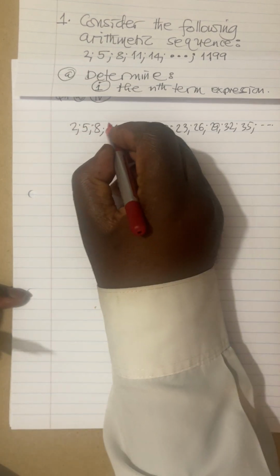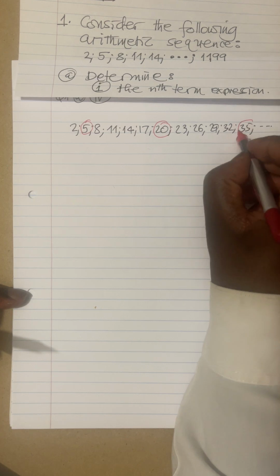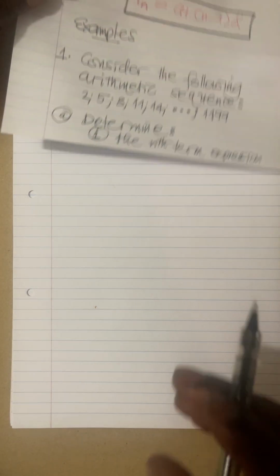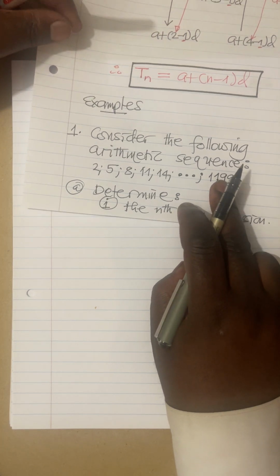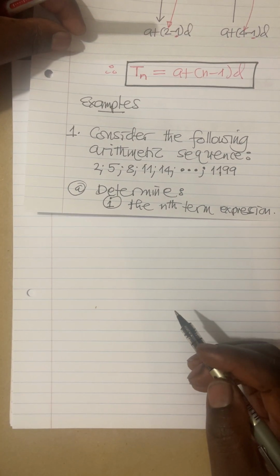We have this term here, divisible by 5. The next term is this one. The next term is that one. Our job now is determining the last term. Is this last term divisible by 5? The answer is no. So this cannot be our last term. We're talking about terms divisible by 5. So what do we do?